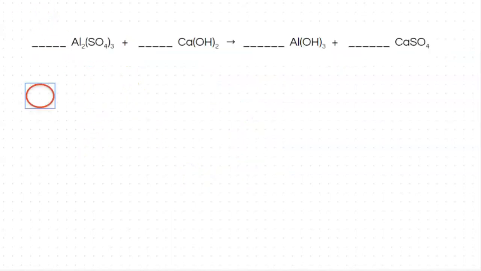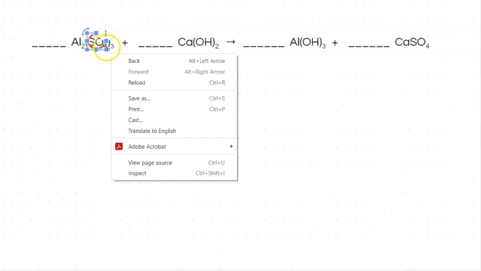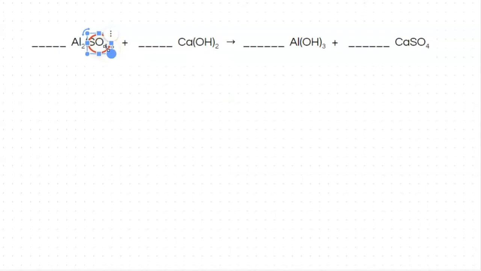So looking at our aluminum sulfate calcium hydroxide reaction, I see that I've got some polyatomic ions. I've got a sulfate ion here. Let me shrink my circle a little bit. So I've got a sulfate ion right here. And I know that I can use my nifty little trick because the sulfate is the same on both sides. Okay. I've got sulfate on the left. Here is the sulfate on the right-hand side, right there.